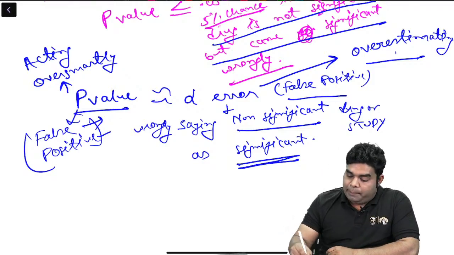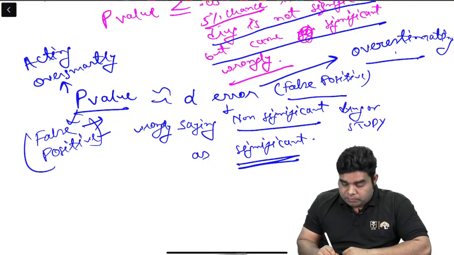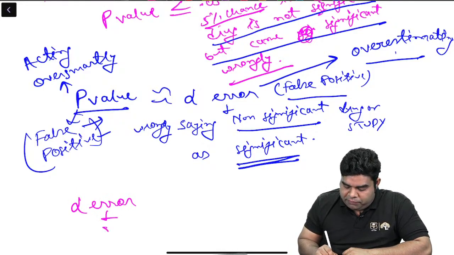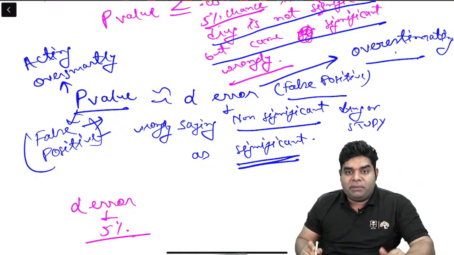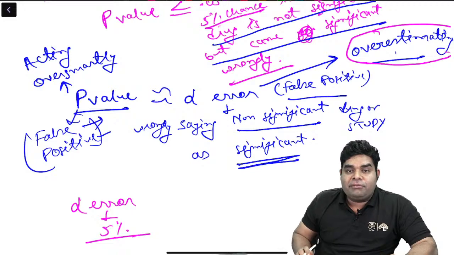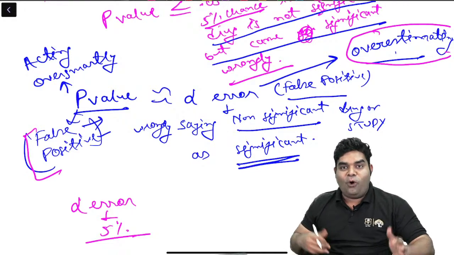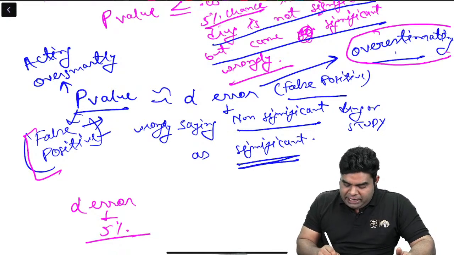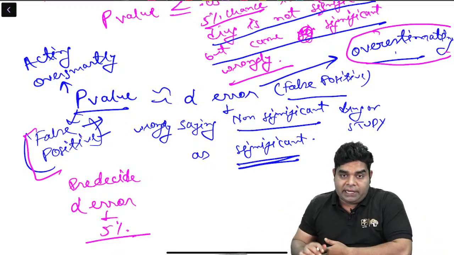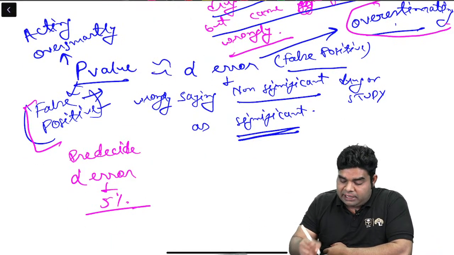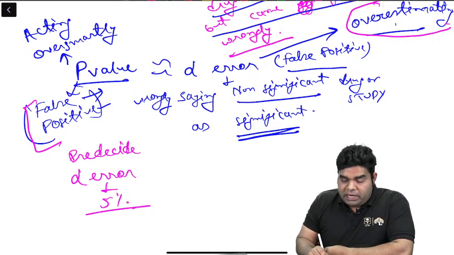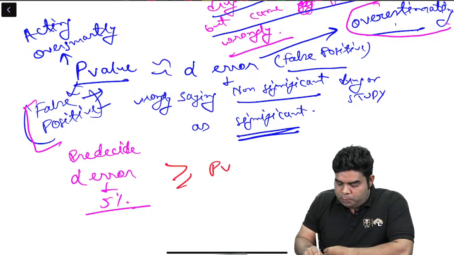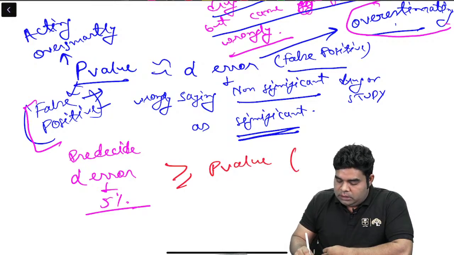Now in the beginning of a study, we decide that alpha error should be 5%. 5% of the time we can overestimate the result. 5% of the time we can give a false positive for our new drug. So we pre-decide alpha error, and then we conduct our study. After conducting the study, at the end we get the p-value. So if alpha error is more than or equal to the p-value, then we say the study is significant.